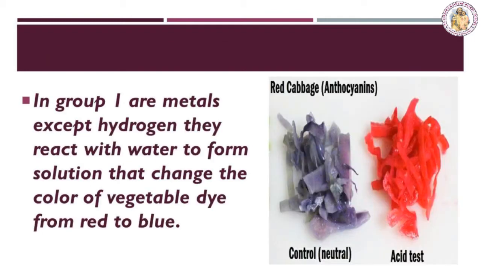The elements of group 1 except hydrogen are metals. They react with water to form solutions that change the color of a vegetable dye from red to blue. These solutions are said to be highly alkaline or basic. Hence, they are called alkali metals. For example, red cabbage is turned into blue, due to pigments called anthocyanins.